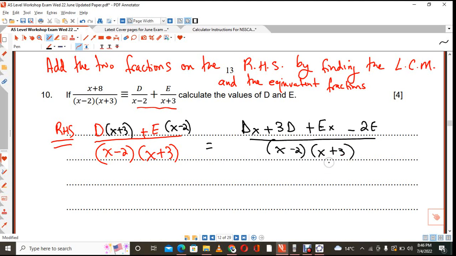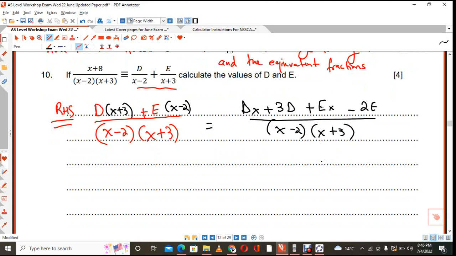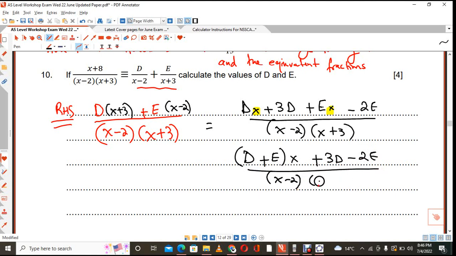Now, if I'm there, I can look at the coefficients. I can say, look here. So you have, that is the coefficient of x. So I can write it as d plus e with x. And the other ones, they're just going to be constants. 3d minus 2e is just a constant. Okay. All over x minus 2, x plus 3. Okay. Right, so now I've done that.